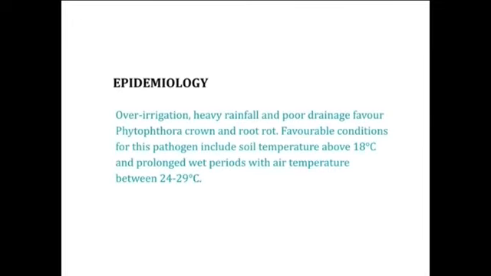Over-irrigation, heavy rainfall and poor drainage favor Phytophthora crown and root rot. Favorable conditions for this pathogen include soil temperature above 18 degrees centigrade and prolonged wet periods with air temperature between 24 to 29 degrees centigrade. Now coming to the management of the disease.